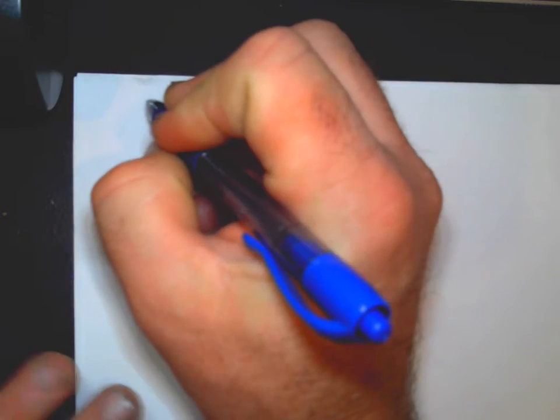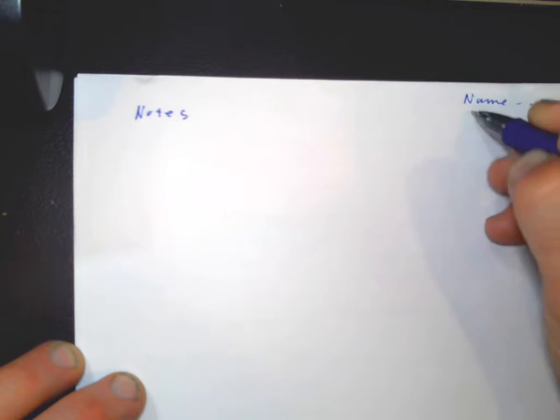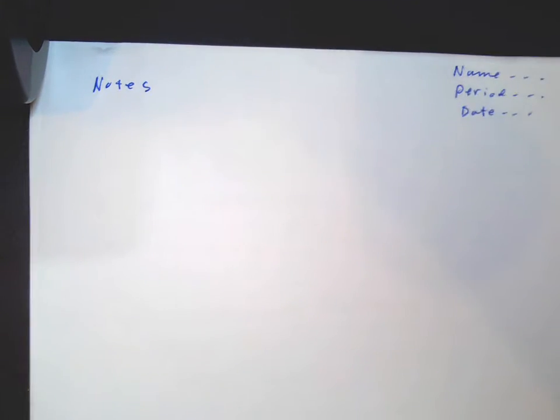All right, Algebra 1. This is your notes, so you should write notes on it. Write your name, period, date. It's just good form to do that.